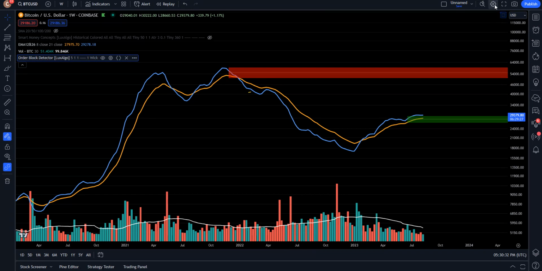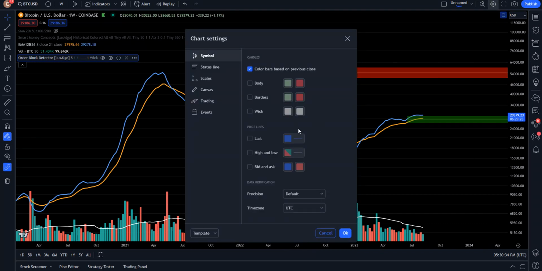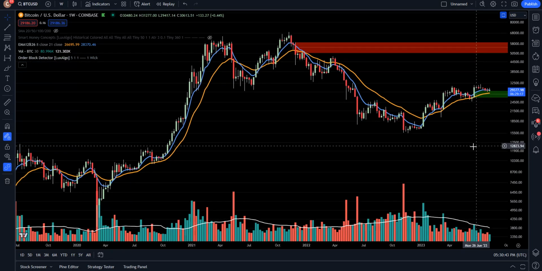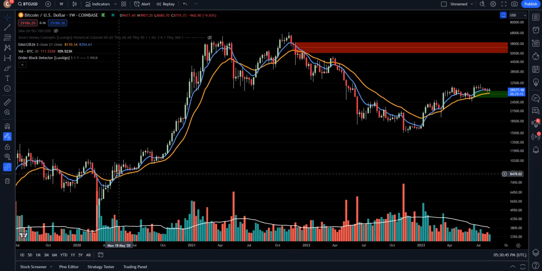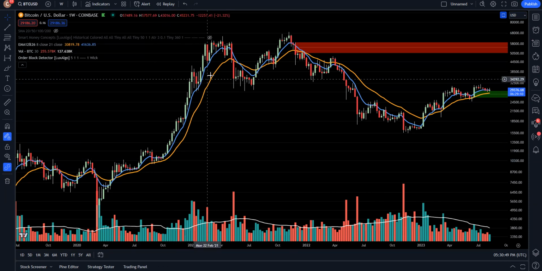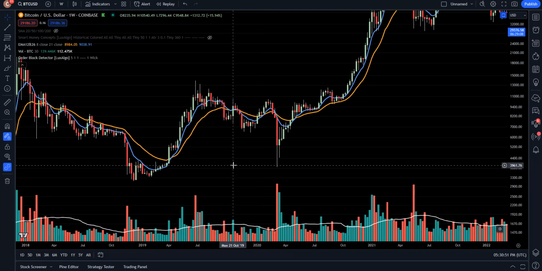And how you do this, guys, what I like to do, I go up in here and I'll actually turn off the bodies. You can see the borders and the wicks. So now we have our candles right here as they've been marching up. And just to show you the candles, how this worked, take a look in this bull market here. The candles supported this 21 the entire way to the upside there.